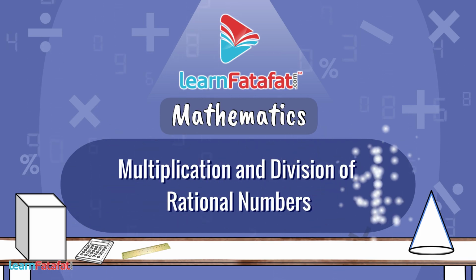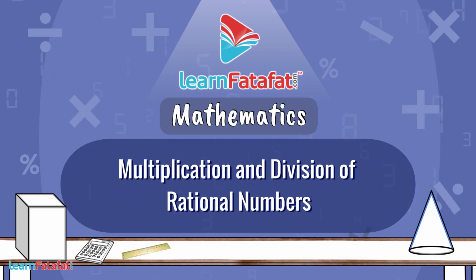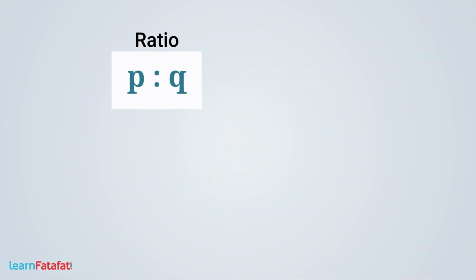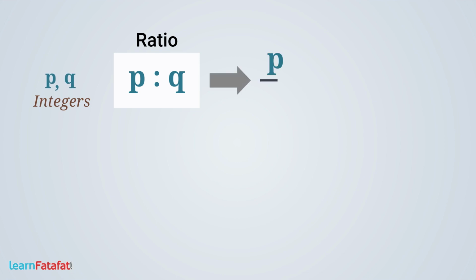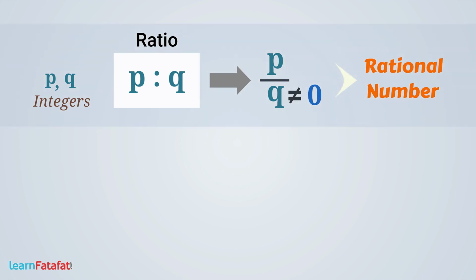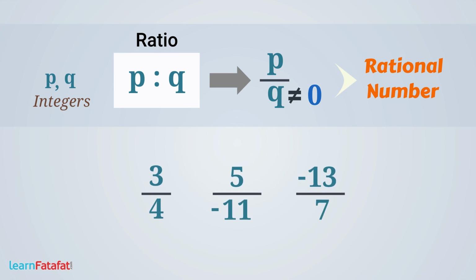Multiplication and division of rational numbers. Any number that can be expressed in the ratio of integers p and q, that is, in p by q form, such that q cannot be 0, is called a rational number. For example, 3 by 4, 5 by minus 11, minus 13 by 7.